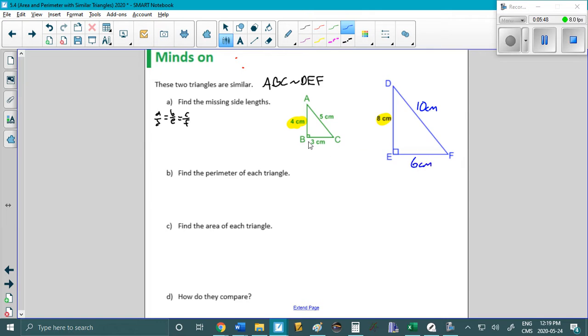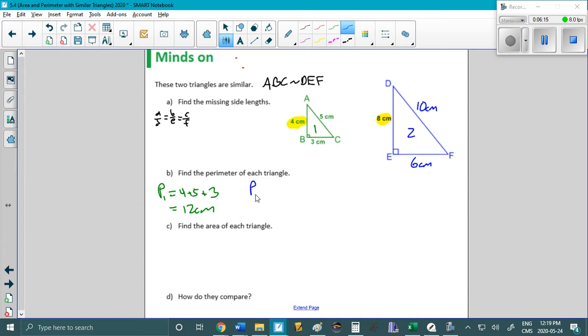We could plug everything in and solve, but that's not what I'm trying to show you right now, so I don't want to spend too much time because I know you don't want to spend too much time listening to me talk. So find the perimeter of each. I'm going to call this triangle 1 and this triangle 2. So P1 is going to be 4 plus 5 plus 3. We just add everything up. And that's going to be 12 centimeters.